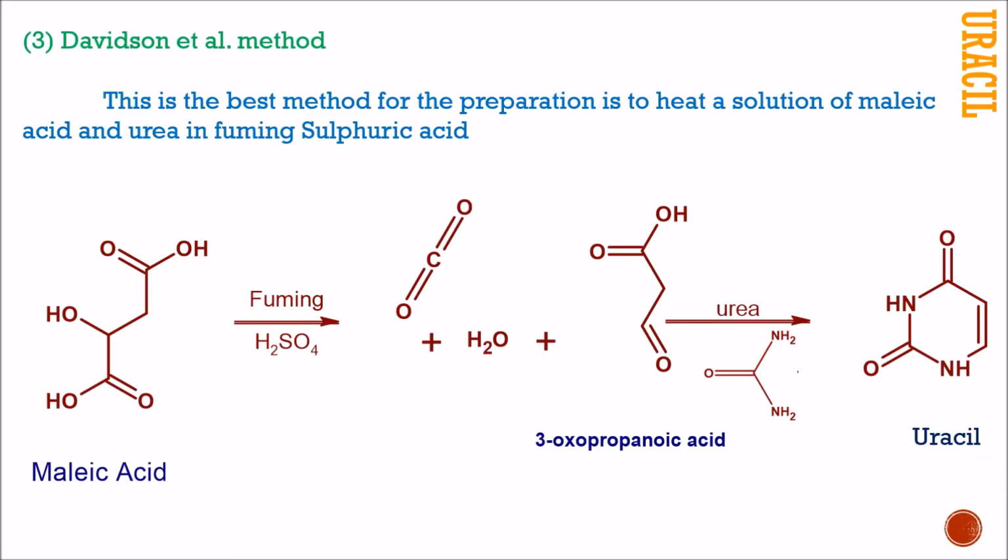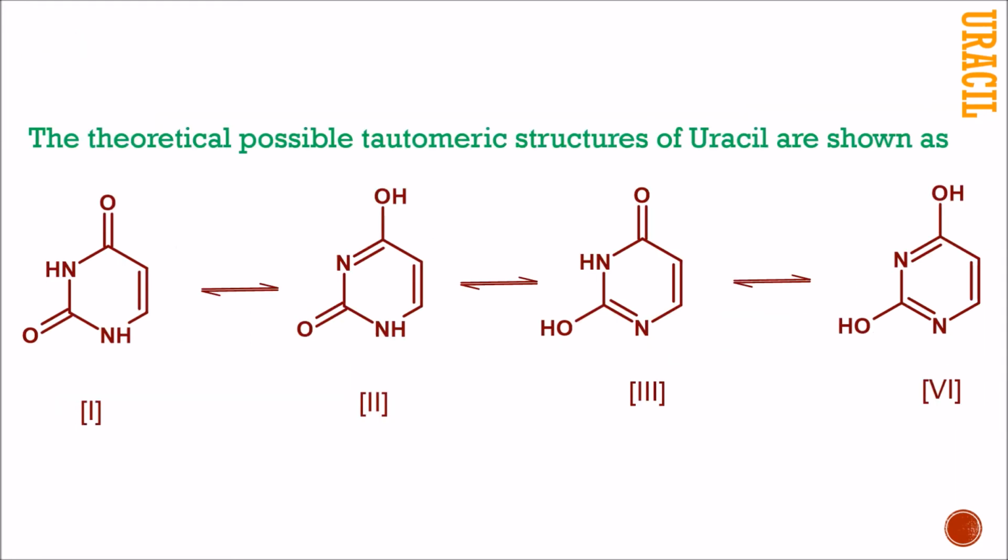Third method is given by Davidson et al. This is the best method for the preparation is to heat a solution of maleic acid and urea in fuming sulfuric acid. So starting material maleic acid is used. In presence of fuming sulfuric acid, it forms CO2 and H2O and forms 3-oxopropanoic acid. In presence of urea, this 3-oxopropanoic acid forms a ring structure and forms structure of uracil. The theoretical possible tautomeric structures of uracil are shown here. So these are the tautomeric structures of uracil.